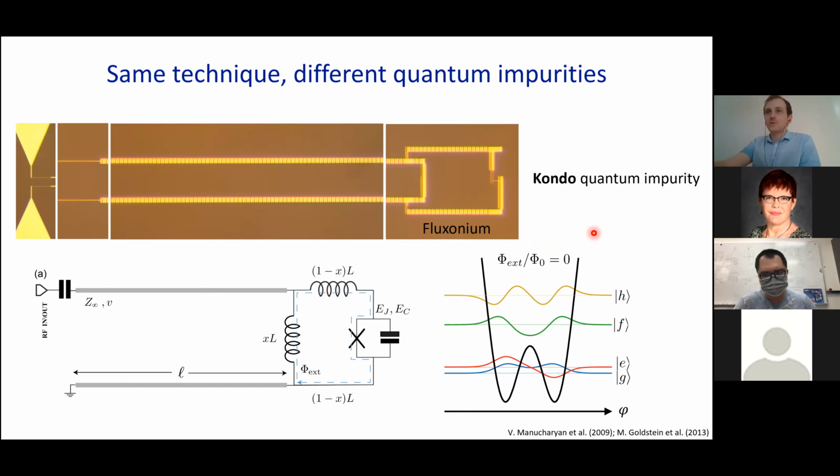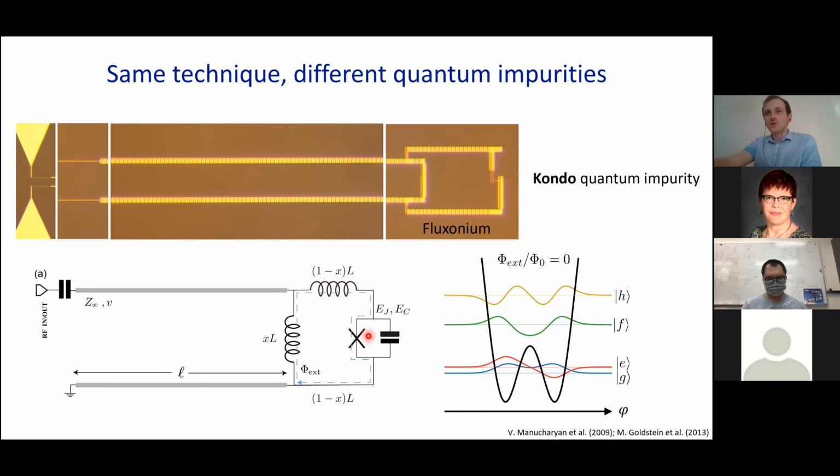The final example I wanted to cover today is a quantum impurity. Again, same setup, different circuit at the end. Now the circuit is a fluxonium qubit, so it has a small junction which is shunted by an inductor, and this inductor has two parts. First, an inductor which is in the loop, and second, an inductor which is shared with the transmission line. The ratio between the two inductances, in the loop and shared, can be characterized by this parameter x.